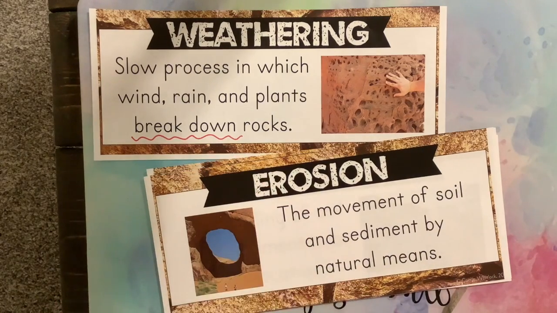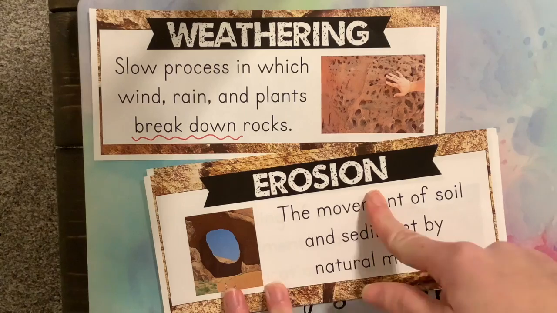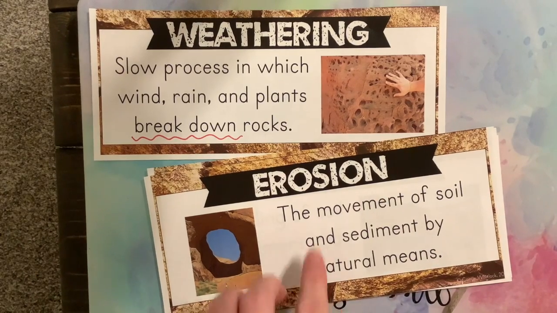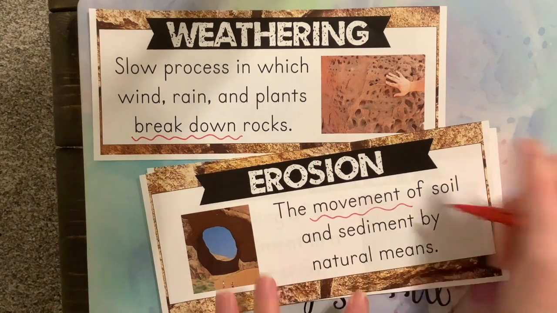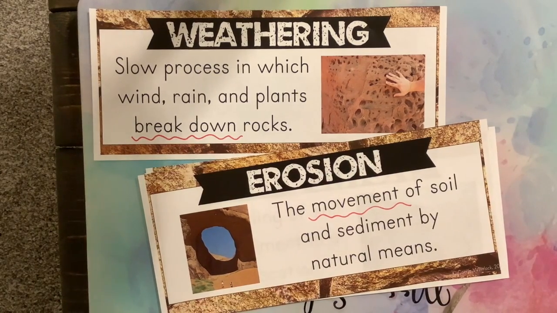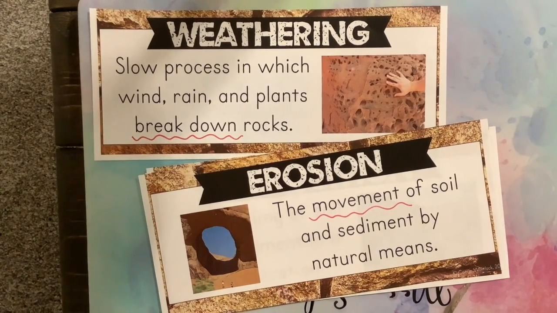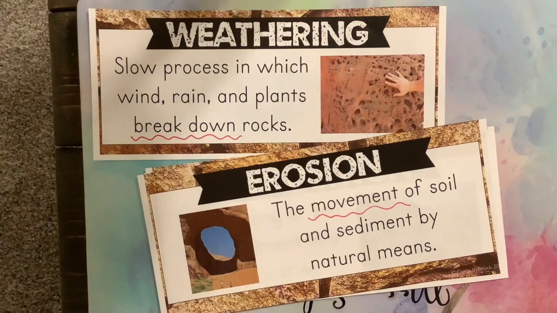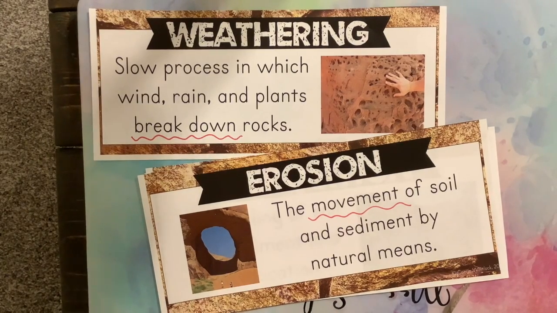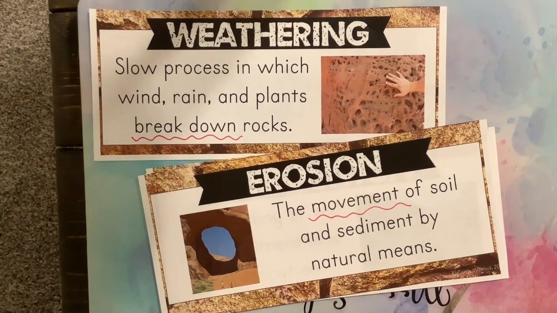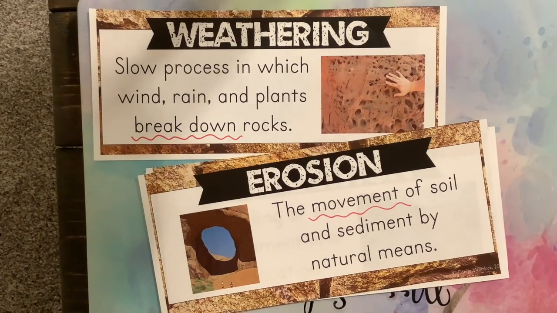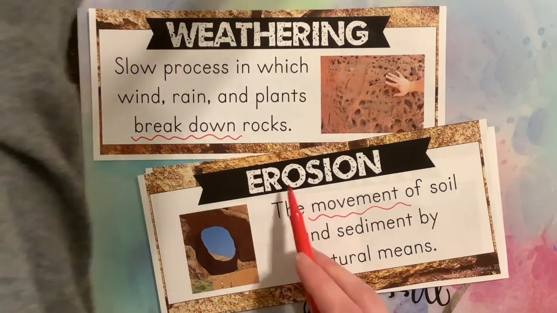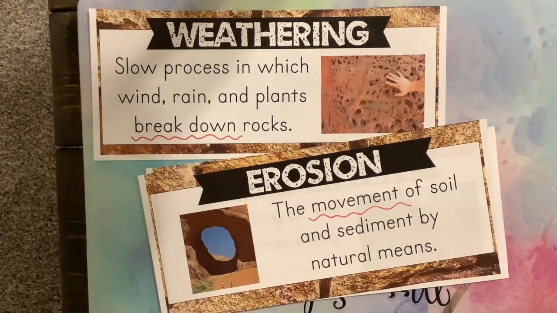All right, next, repeat after me. Say erosion. So erosion is the movement of soil and sediment by natural means. Okay, so by natural means, that just means if you pick up a rock and you put it someplace else, that's not technically erosion, right? By natural means is like by wind or by water. Even a glacier could move rocks. We'll talk more about that. But erosion is the movement.